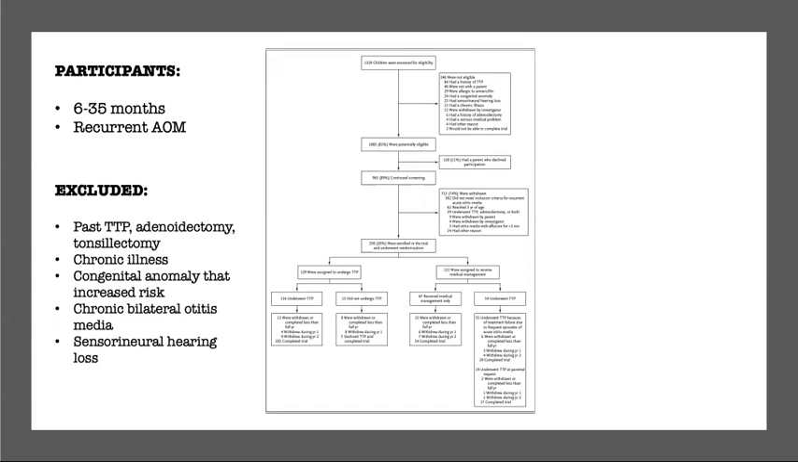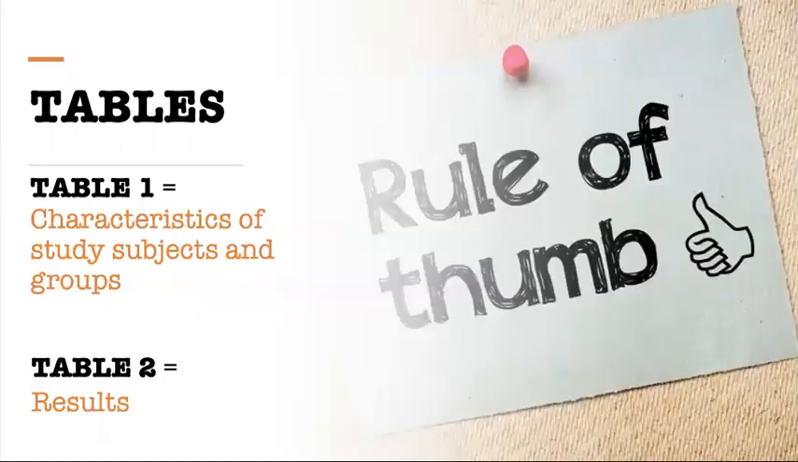Who did they not study? Those with past surgeries, like past PTP, past tympanostomy, adenoidectomy, and tonsillectomy. Those with a chronic illness, those with a congenital anomaly that can increase the risk of AOM, those with chronic bilateral otitis media, and those with sensorineural hearing loss, okay? Because those could be confounding variables, and they would create a bias in the study.